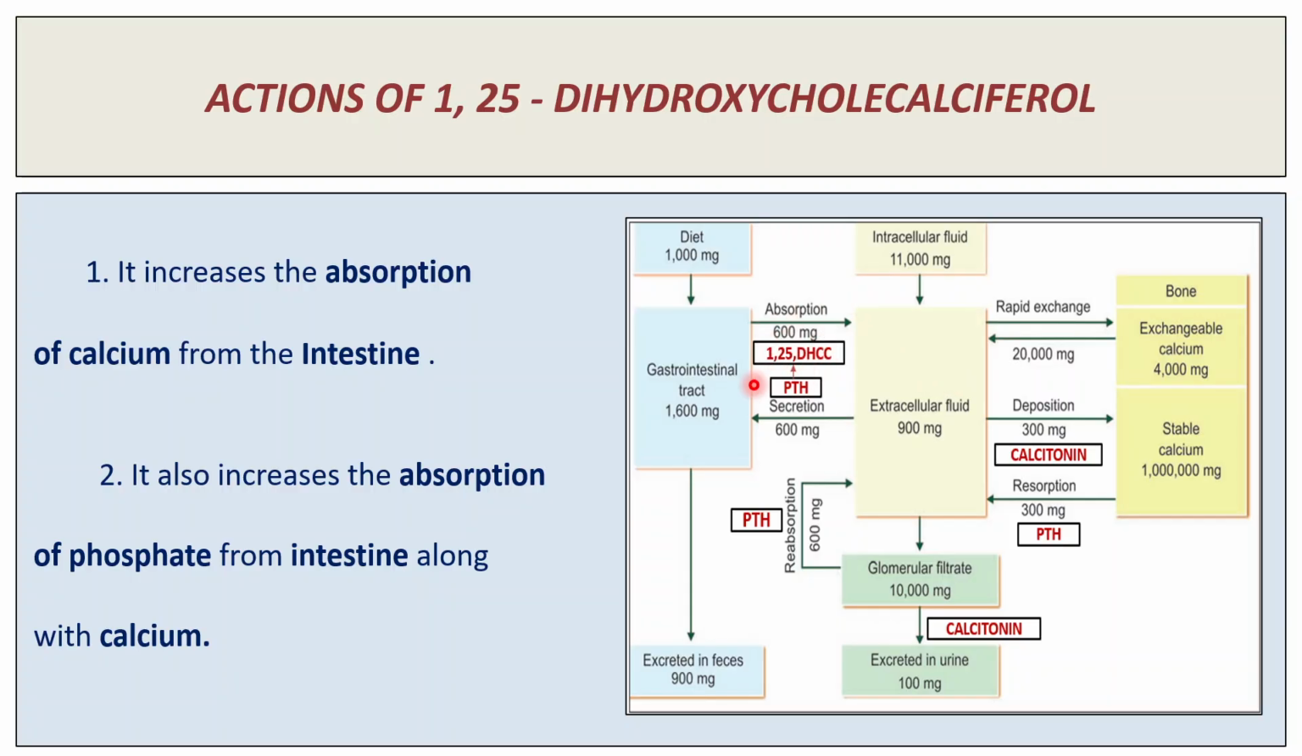And vitamin D helps to increase the blood calcium level because it helps absorption of calcium from the GIT into the extracellular fluid, 1,25 dihydroxycholecalciferol. So 1,25 dihydroxycholecalciferol, the active form of vitamin D, increases the absorption of calcium from the intestine and also increases absorption of phosphate from the intestine along with the calcium. This is the action of 1,25 dihydroxycholecalciferol.